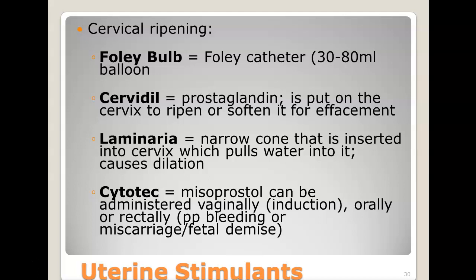We just pull that out. Another medication we can use is called laminaria. These are narrow cones that are inserted into the cervix. This will pull water into the cone and cause dilatation. We often use these in cases of those incomplete abortions, or when we're trying to induce someone who's had an incomplete abortion or a fetal demise.